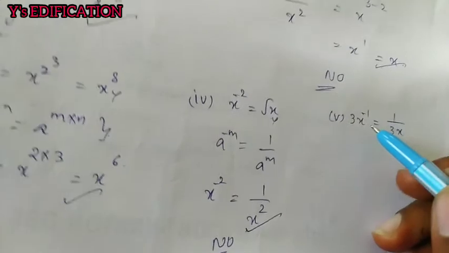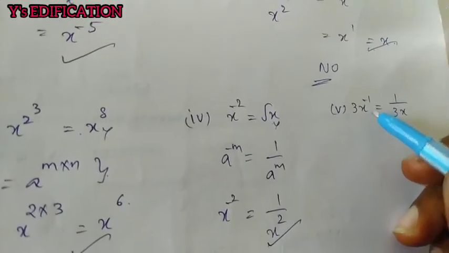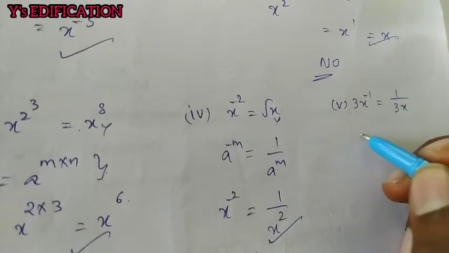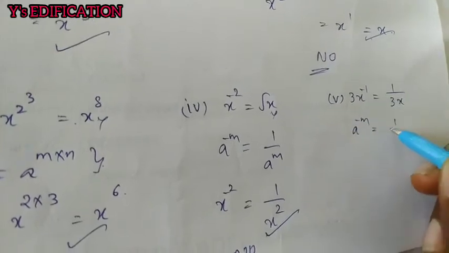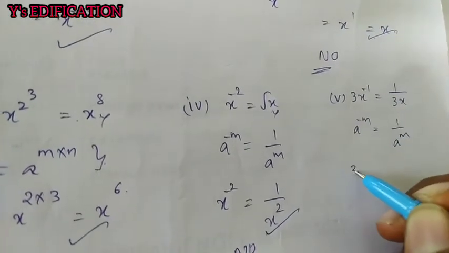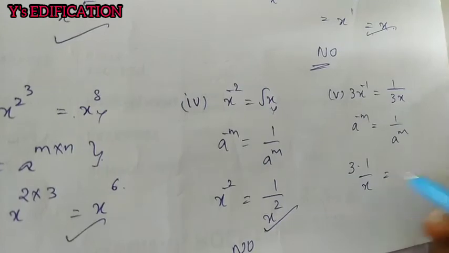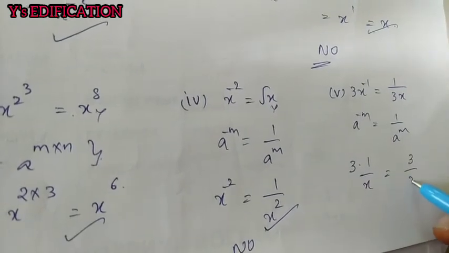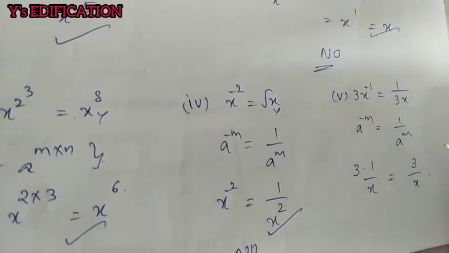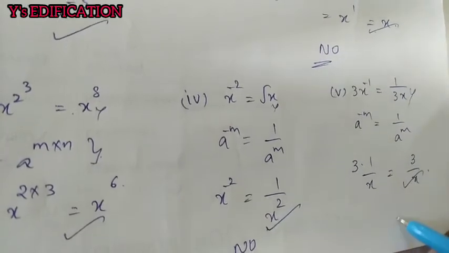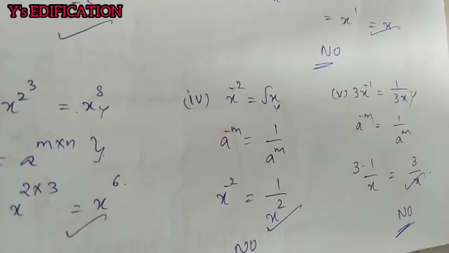Okay. Next one. 3 into x power of minus 1 is equal to 1 by x. Here also we have the same formula. A power of minus m is 1 by a power of m. That means 3 into 1 by x. So it will become 3 by x. But they gave 1 by 3x. This is the wrong answer. This is the right one. So we are also not agreeing for this answer.